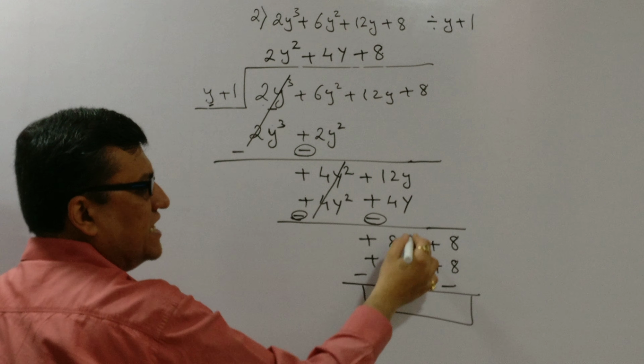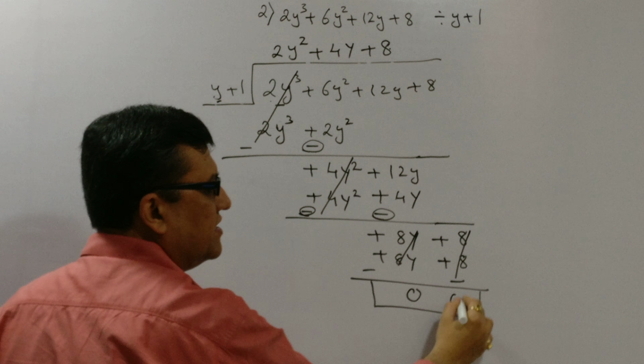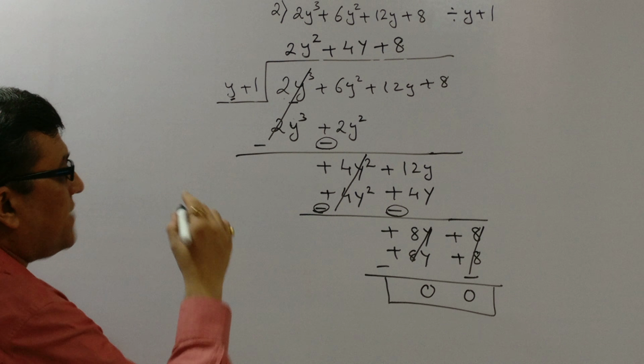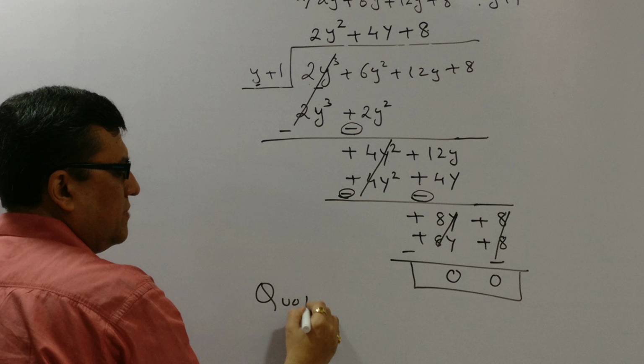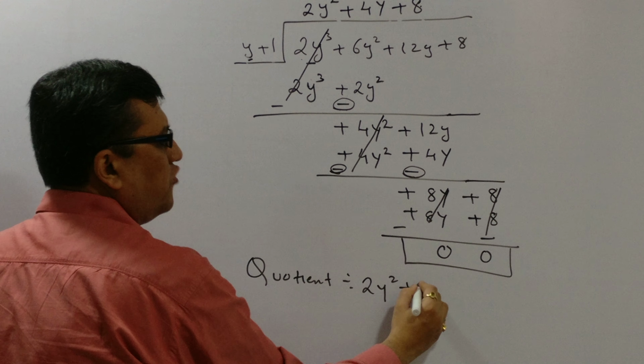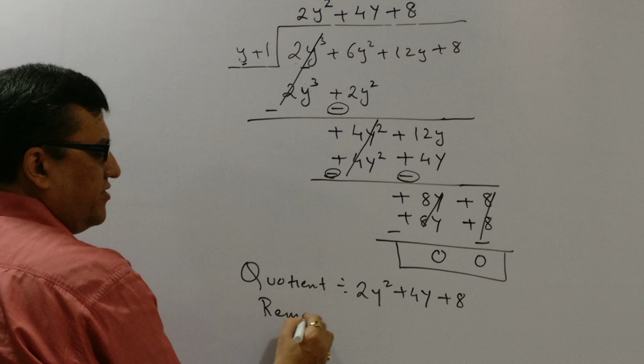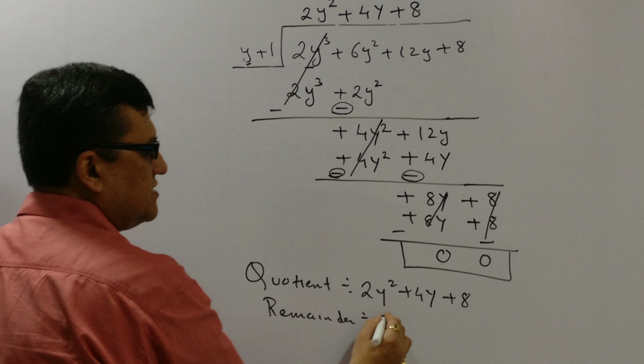Plus 8y minus 8y gets cancelled off. Plus 8 minus 8 gets cancelled off. My remainder here is 0. So what is my quotient? My quotient is 2y square plus 4y plus 8, and my remainder in this sum is 0.